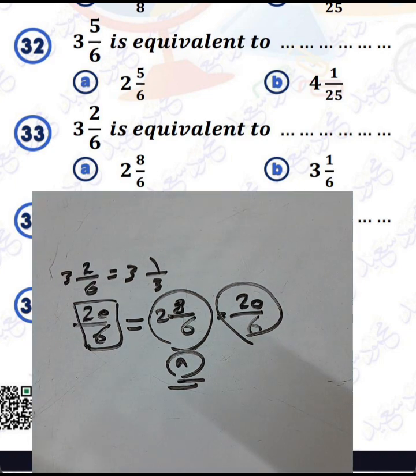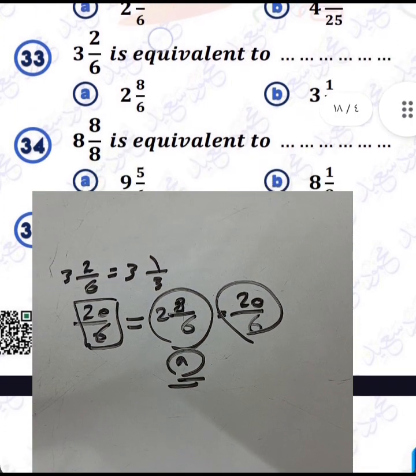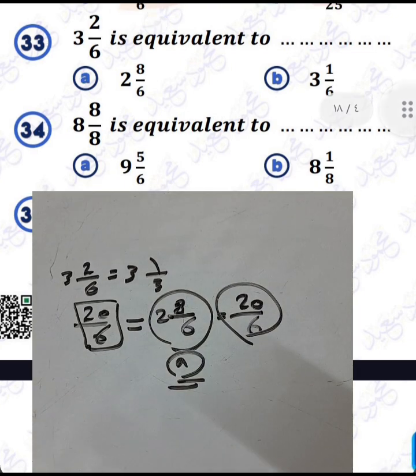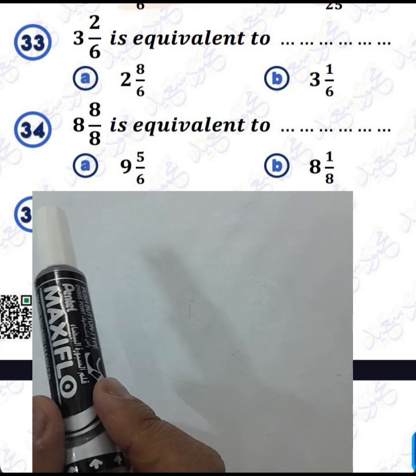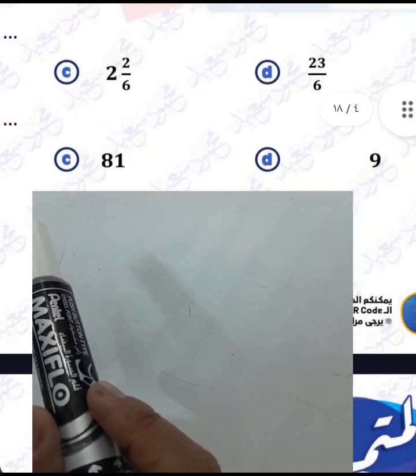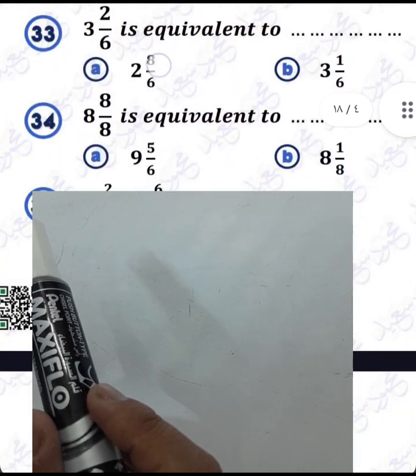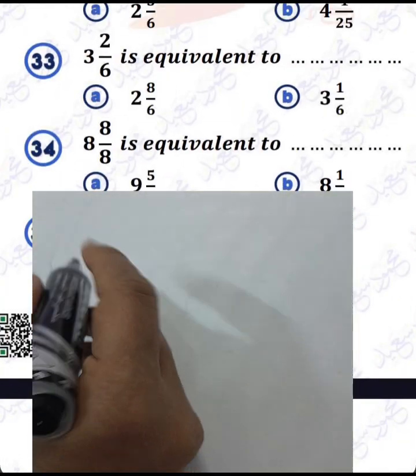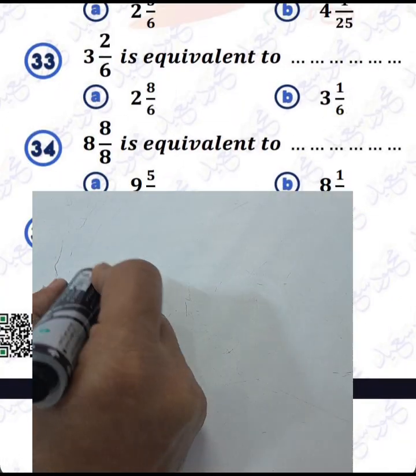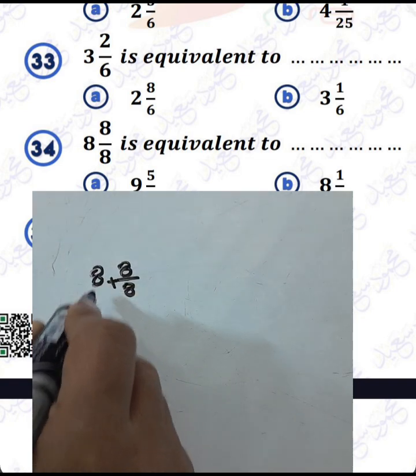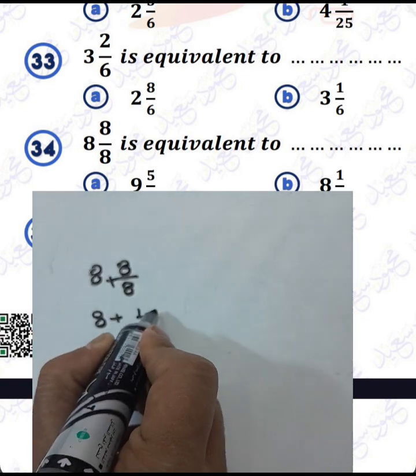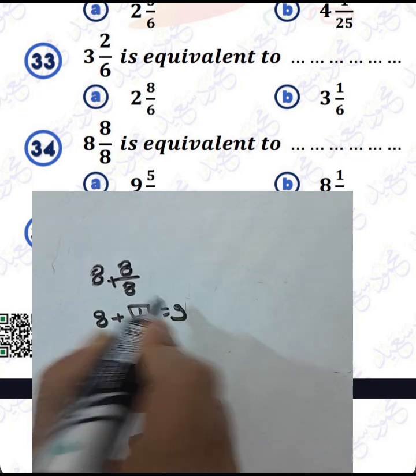Okay, pay attention to this question. 8 and 8 over 8 will be 9, because 8 over 8 will be 1. 1 plus 8 will be 9. Choose letter D. Understood? 8 and 8 over 8 means plus. 8 plus 1 will be 9. You must write 9 here.